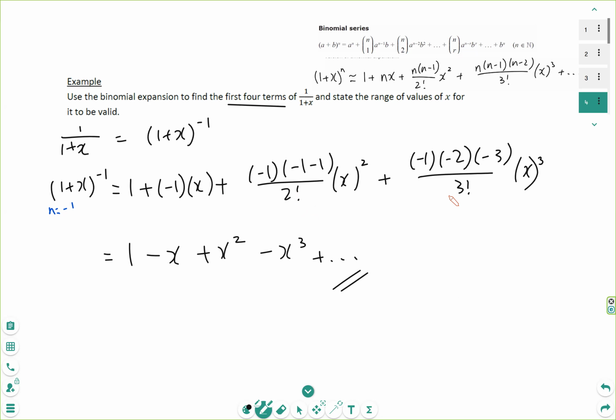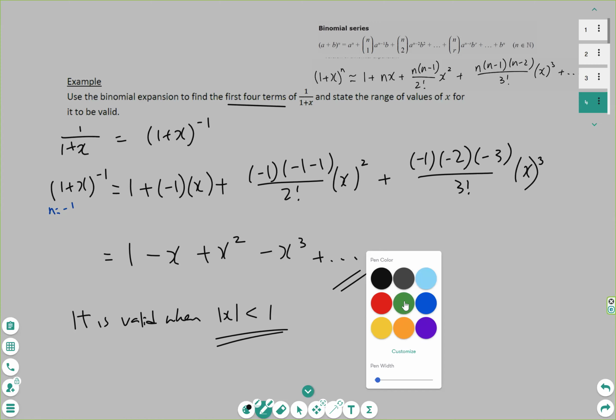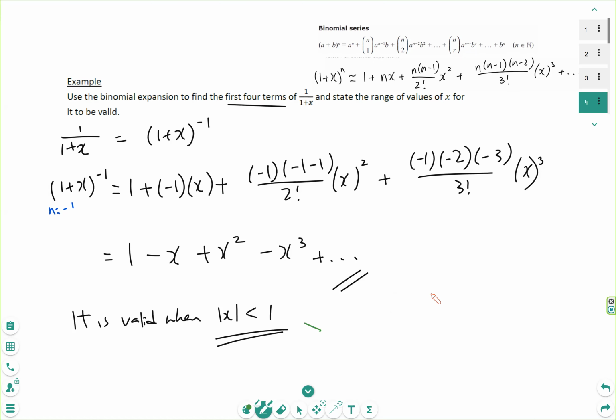State the range of possible values of x for it to be valid. It is valid when the modulus of x is less than 1. By the way, if you don't know what modulus of x less than 1 means, modulus means the plus and minus version. You've learned about the modulus function in chapter 2. So you can rewrite this to say x has to be between 1 and minus 1.